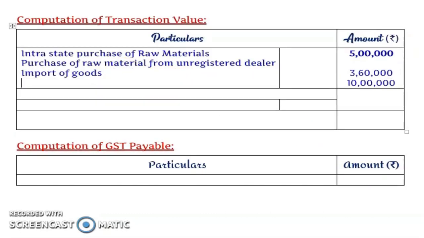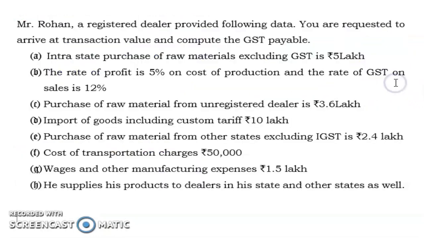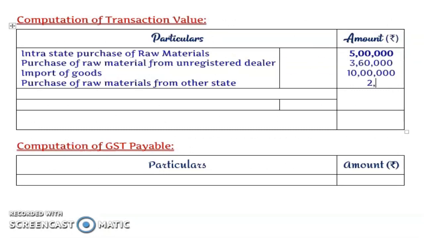ಪರ್ಚೇಸ್ ಆಫ್ ರಾ ಮೆಟೀರಿಯಲ್ ಫ್ರಮ್ ಅದರ್ ಸ್ಟೇಟ್. Purchase of raw materials from other state. How much? We'll see the amount and then we will write. So amount is 2.4 lakh, which is 2,40,000.